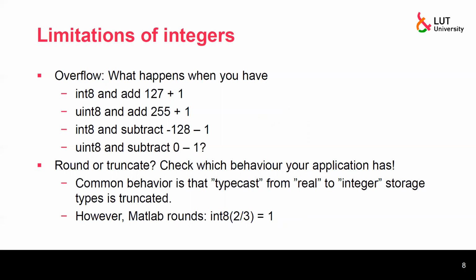So then we're having a real number which we need to represent as an integer. Typically, for most languages that I've used, the value is truncated, so it essentially calculates the value until the decimal point and then ignores the rest. So it always rounds down.